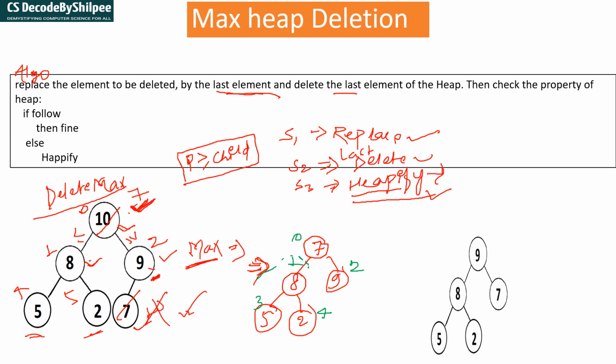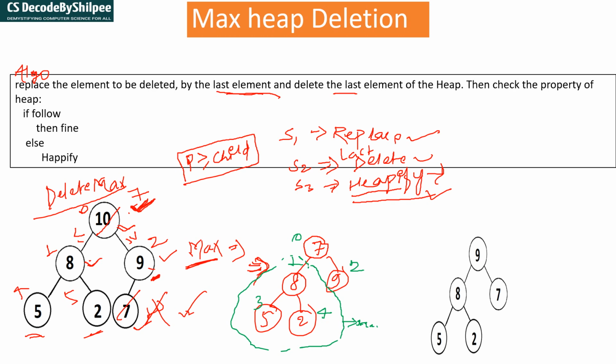You have to perform heapify for this tree. You have to perform heapify here. So you have to check whether 8 is greater than its children. 8's children are 5 and 2. Is 8 greater than 5 and 2? Yes, it's greater. So it's already following the max heap property. Now what will you do?